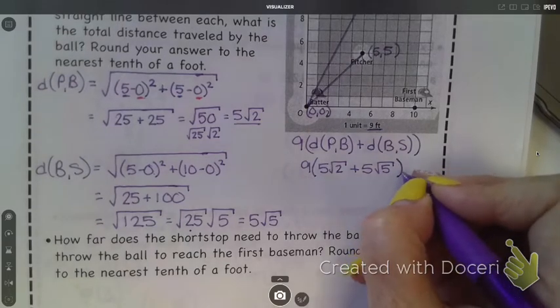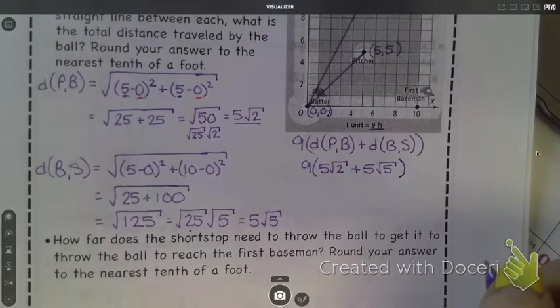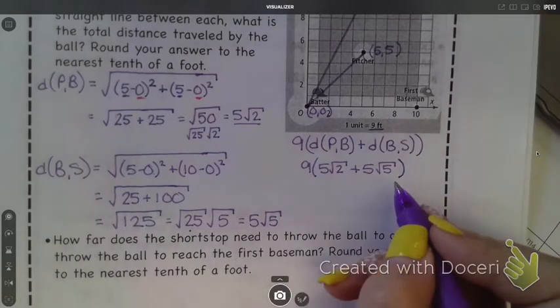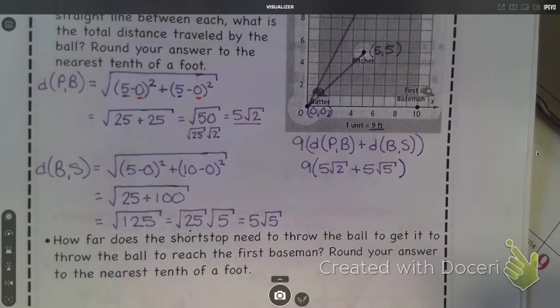Now, if my radicands, anybody know what that word means? No. So what is under the square root is called a radicand. If they're the same, I could add these two like terms. Are they the same? No. Square root of 2, square root of 5.